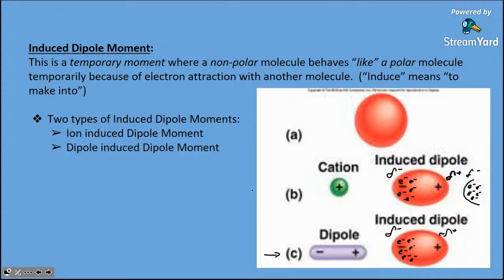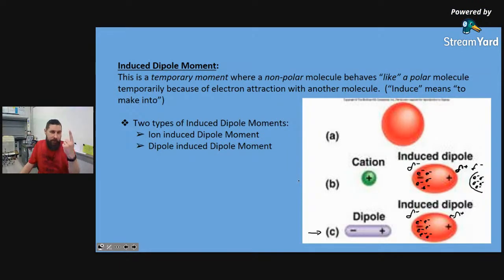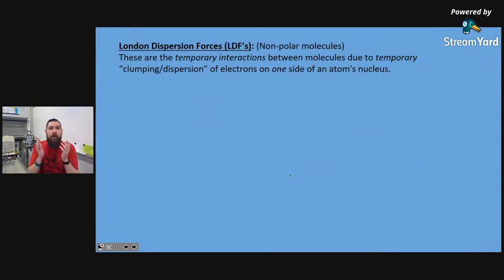So we've got 3 under our belt now. Network covalent solids, those are your strongest. Dipole-dipole, which hydrogen bonding is part of, and hydrogen bonding again is stronger than your typical just regular old dipole-dipole. Then we've got our induced dipole. That's our third. So our fourth type, this is what's called London dispersion forces, or LDFs. And this goes for nonpolar molecules. And these are extremely temporary.